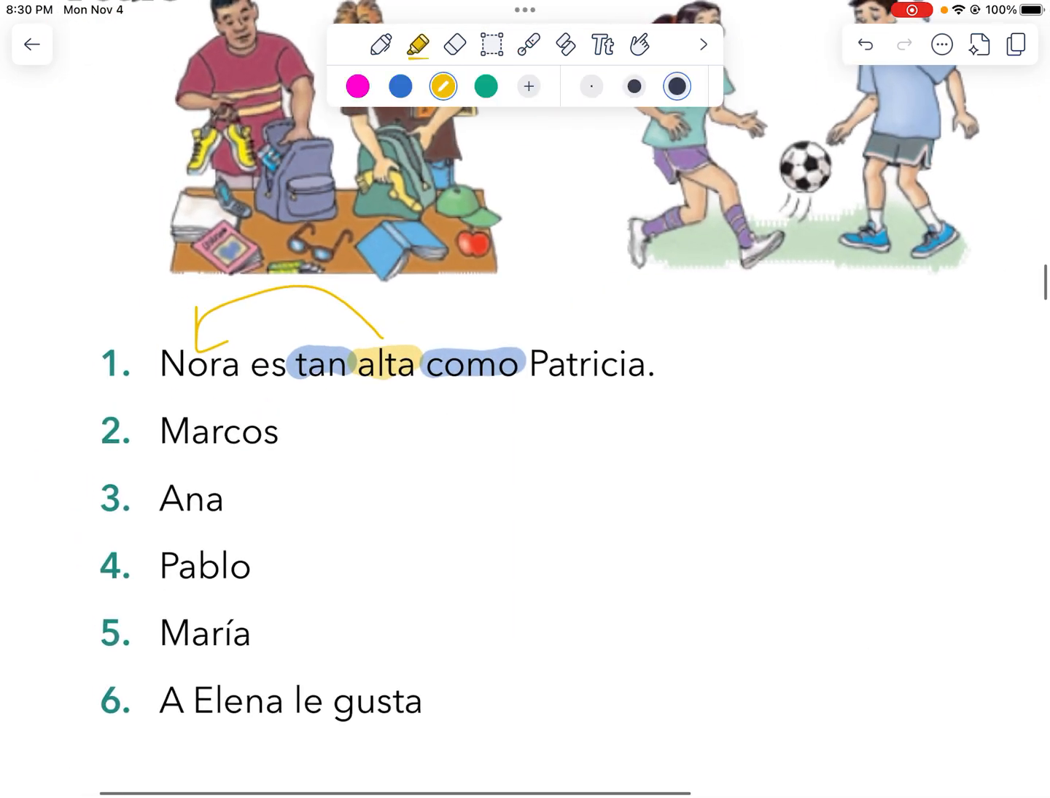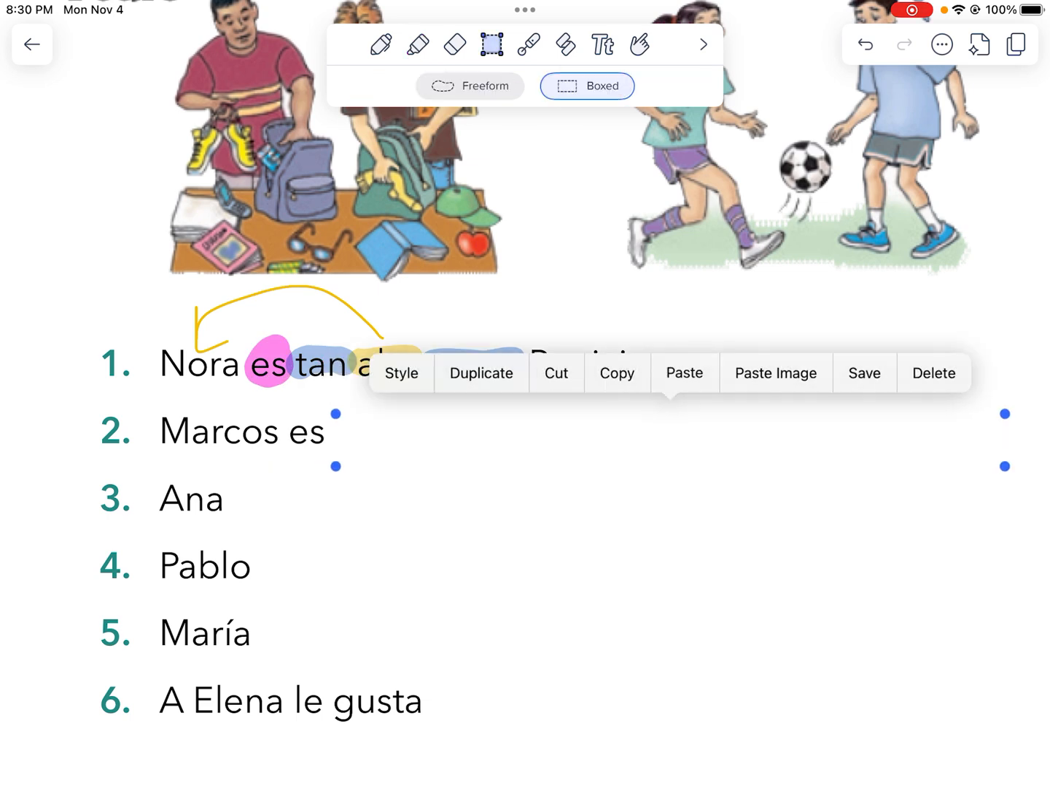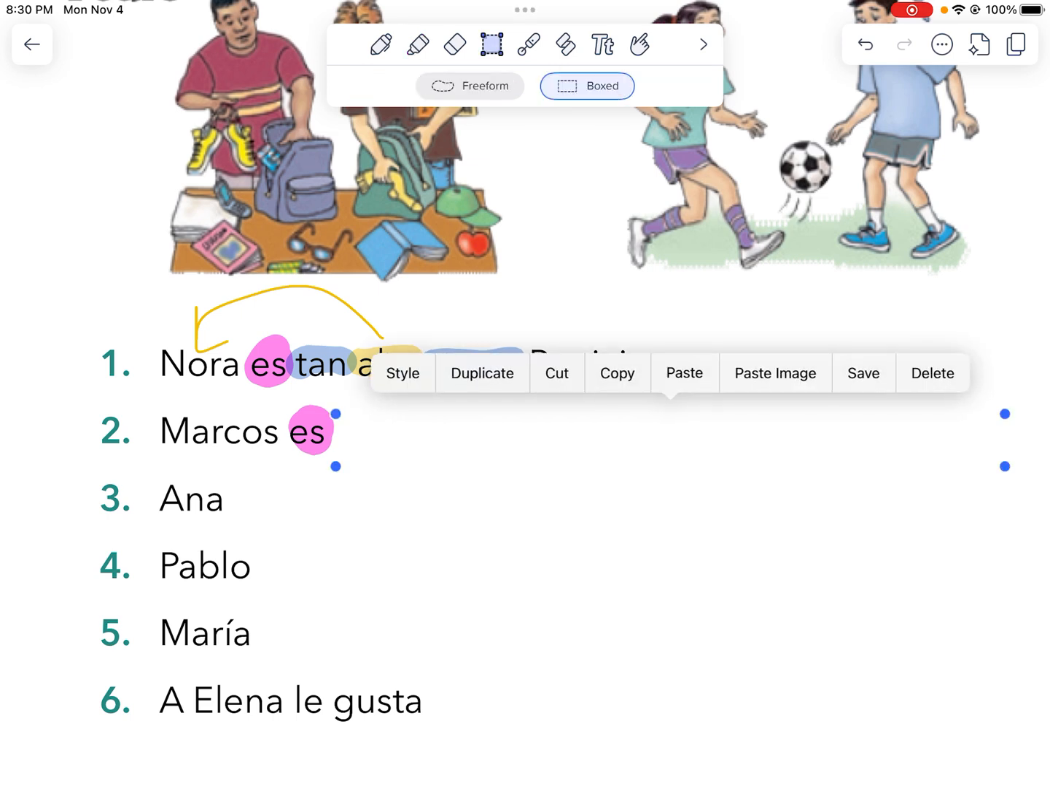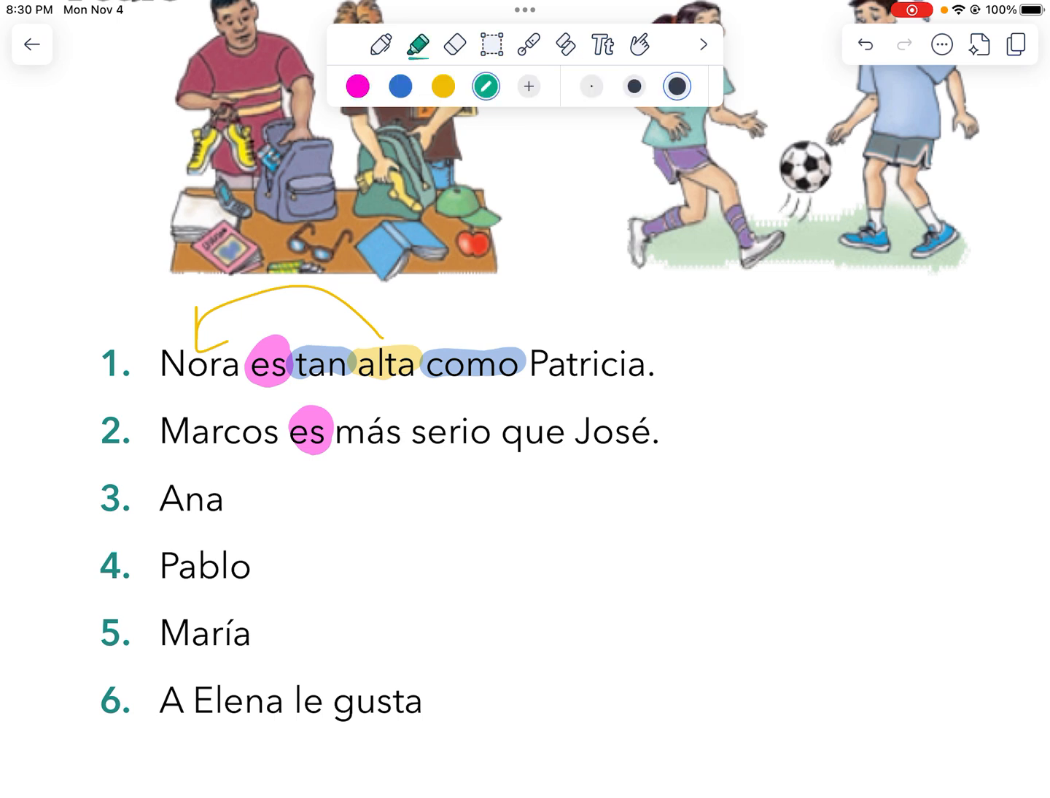Well, here we go. Just like here, we had an S for is. We're going to start off also with an S. Marcos es, and then more than is más que. Marcos es más serio que José. Serio is an adjective.